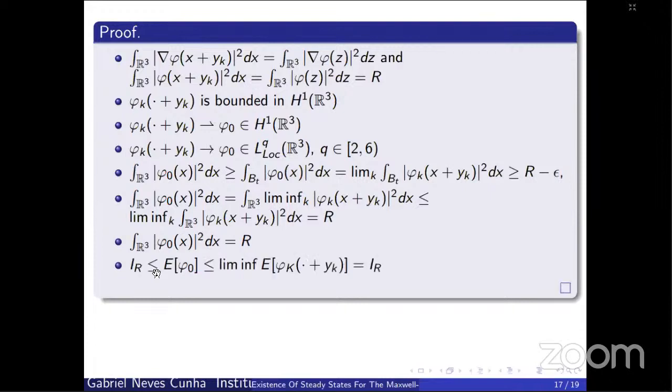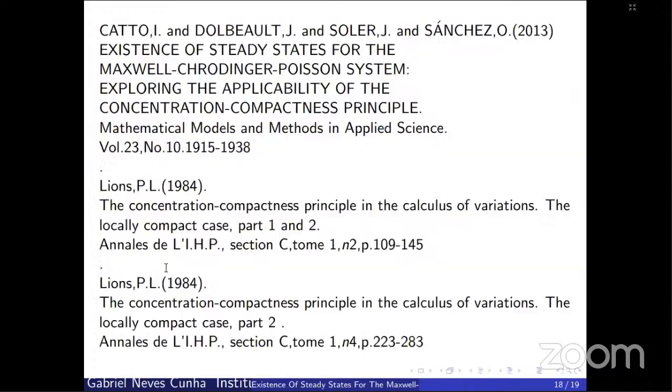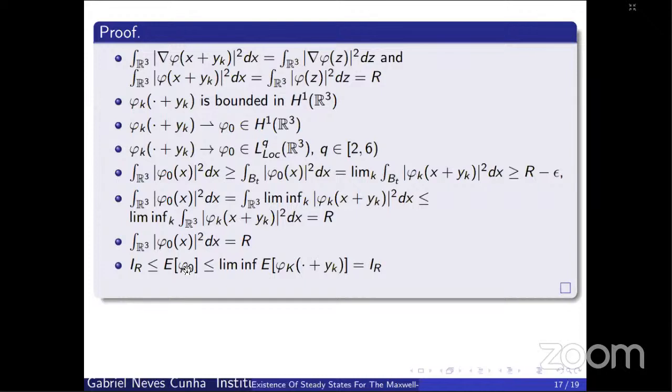So to finish up, we just use the lower semi-continuous property of the energy function. Since this function phi_0 is on the restriction, the infimum is less than or equal to the energy of this function, which is less than this number by the lower semi-continuity, which converges to this number. So we are done, and we found the ground state.